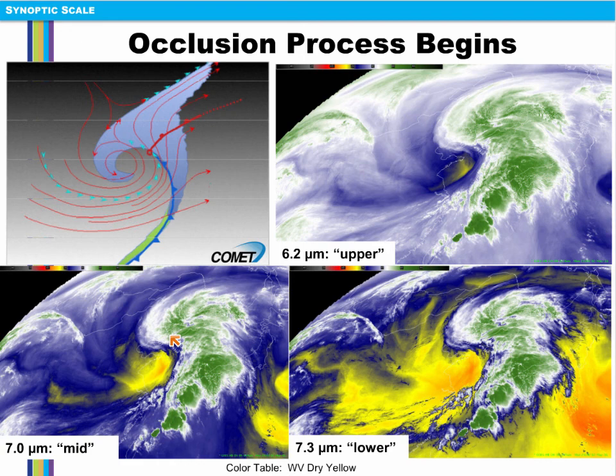The cyclone center begins to cut off from the warm sector, indicating the occlusion. At this point, the secondary warm conveyor belt is generally referred to as the trowel. Typically, the surface low is at or near maximum intensity around or slightly after this time.